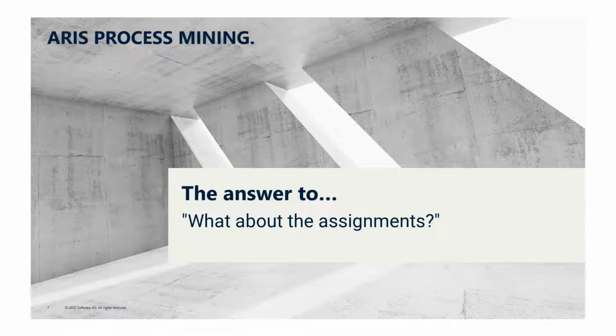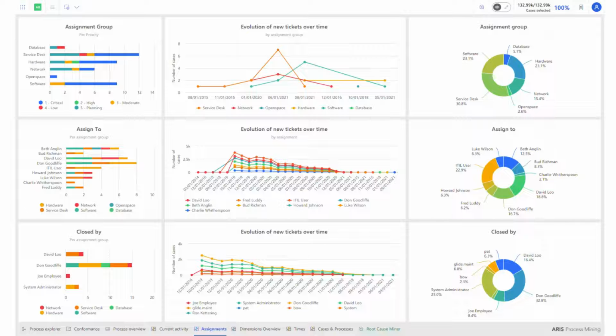And what could be the distribution of tickets by assignment? Here, as you can see, you can combine different shapes like distributions and pie charts, to use different characteristics such as the assignment group, the evolution of tickets over time, who it is assigned to, and who is the one who closed the ticket.